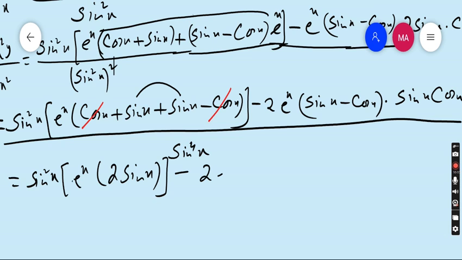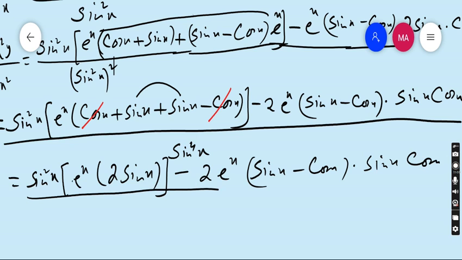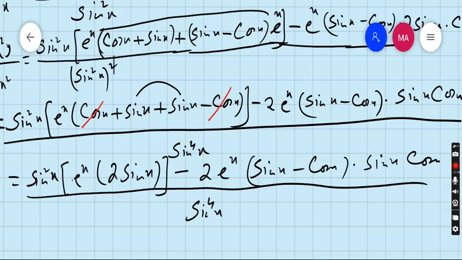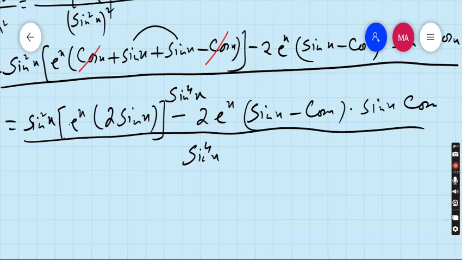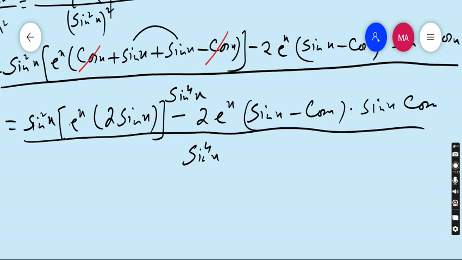Minus 2 sin x minus cos x dot sin x cos x upon sin 4x. No need to simplify this. I want to simplify more, but before that we just check the sign of the whole expression, so we put the value of x, that is pi by 4.